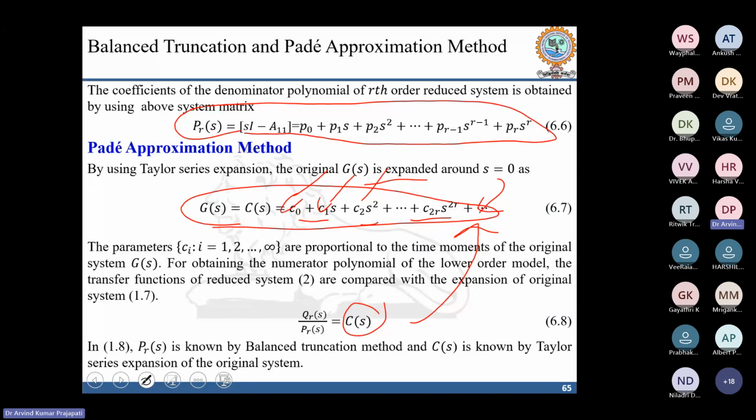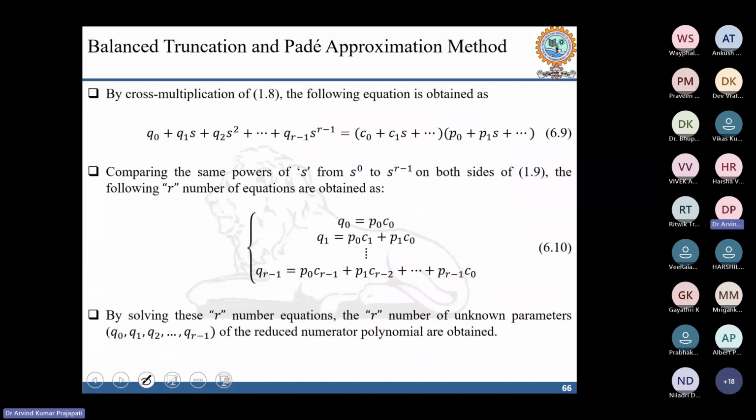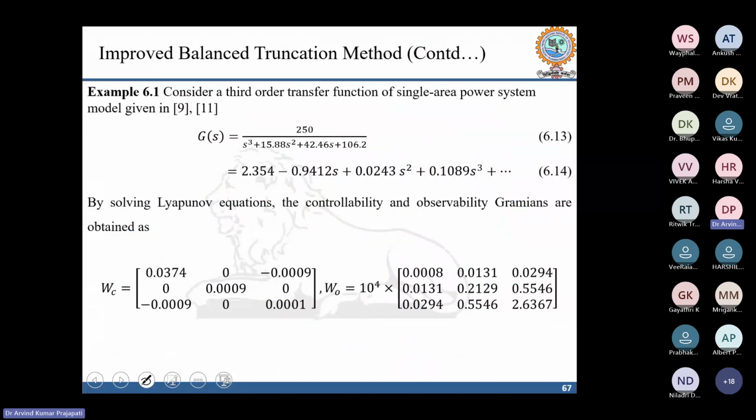So next, you can calculate PRS. PRS is the denominator polynomial of the reduced model, which we have calculated by using the balanced truncation method. And then we can multiply here and compare QRS, and get the coefficients of the numerator polynomial of the reduced model. So once you have calculated the numerator polynomial of the reduced model, you can get the reduced order model and then compare it with the other existing techniques.